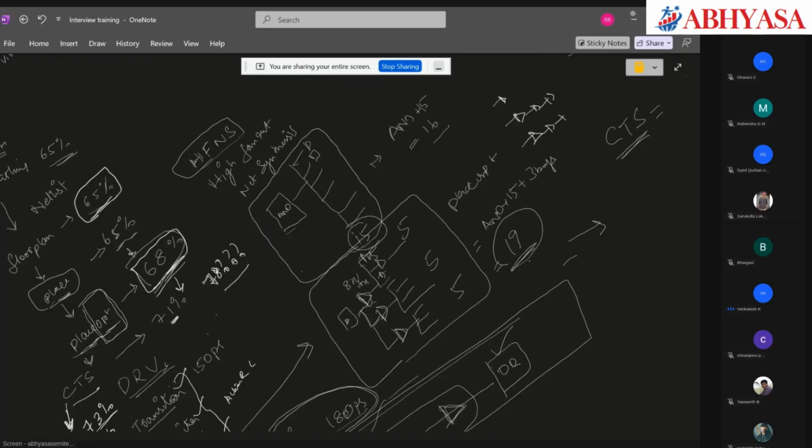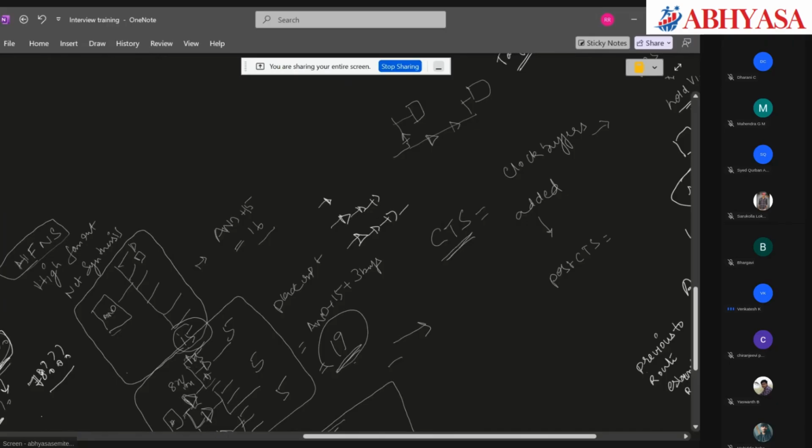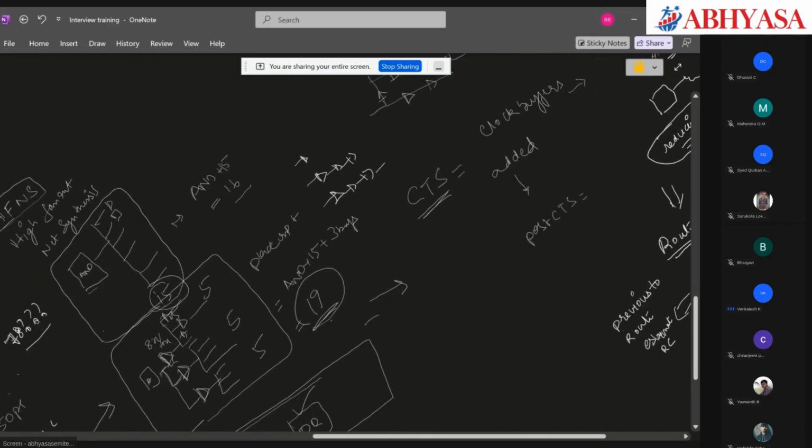Now, more buffers and inverters got added than what is expected, correct? Yes, sir. Okay, so now tell me, in what case will more buffers and inverters get added? HFNS related. HFNS, this is CTS. HFNS is high fanout net synthesis. CTS is clock tree synthesis.